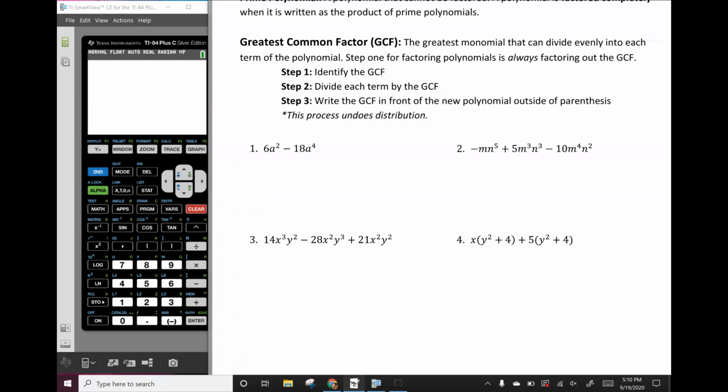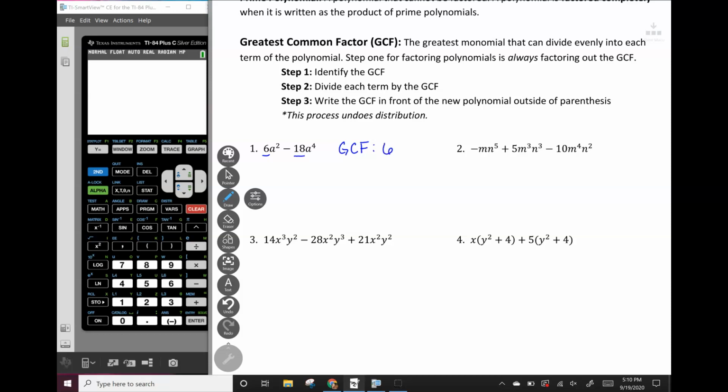So step 1, identify the GCF. So looking at these two terms, 6a squared and minus 18a to the 4, what would the greatest common factor be? So for the coefficients, the GCF there is 6. And then when you look at the variables, you're always going to take the variable with the lowest exponent. You can only take out whatever that lowest exponent is. So for this one, it would be the a squared. The 2 is the lowest exponent.